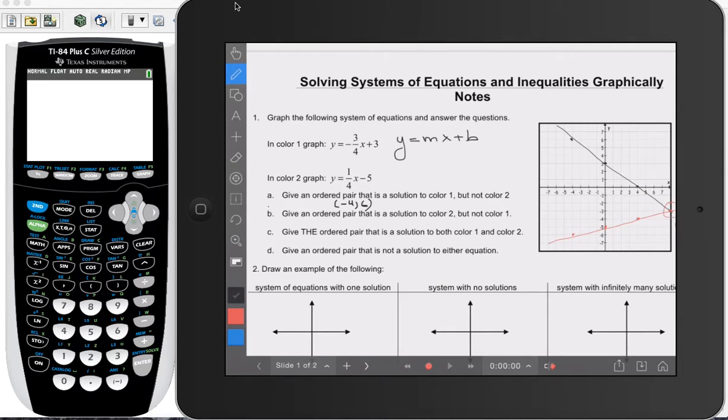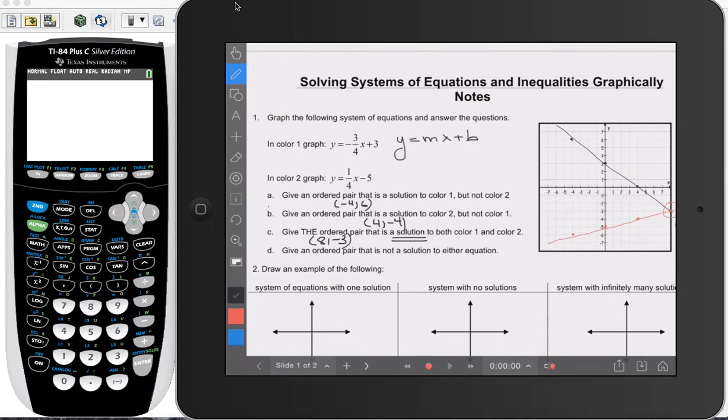Now you need some points in part B that belong to the second line, which is the red color, but not color 1. So any point on the red line is going to be a solution. So negative 5, negative 6, 0, negative 5, and 4, negative 4. Any of these points is going to be a solution of the second line. Let's choose just one of them, which is 4, negative 4. Now you need the solution to both of them, and that's going to be your intersection, 8, negative 3.